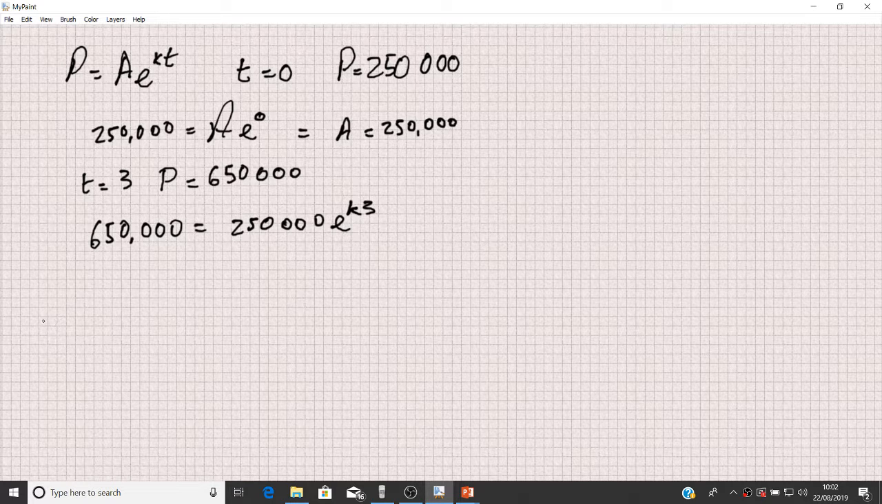So we can rearrange this. We'll isolate e to the 3K on the left. e to the 3K must equal 650,000 divided by 250,000. I'll just note that as 65 over 25, and that can simplify down. Now we're looking to solve for the unknown K, which is in the power of this problem. So we will use ln on both sides. So ln e to the 3K equals ln 65 over 25.